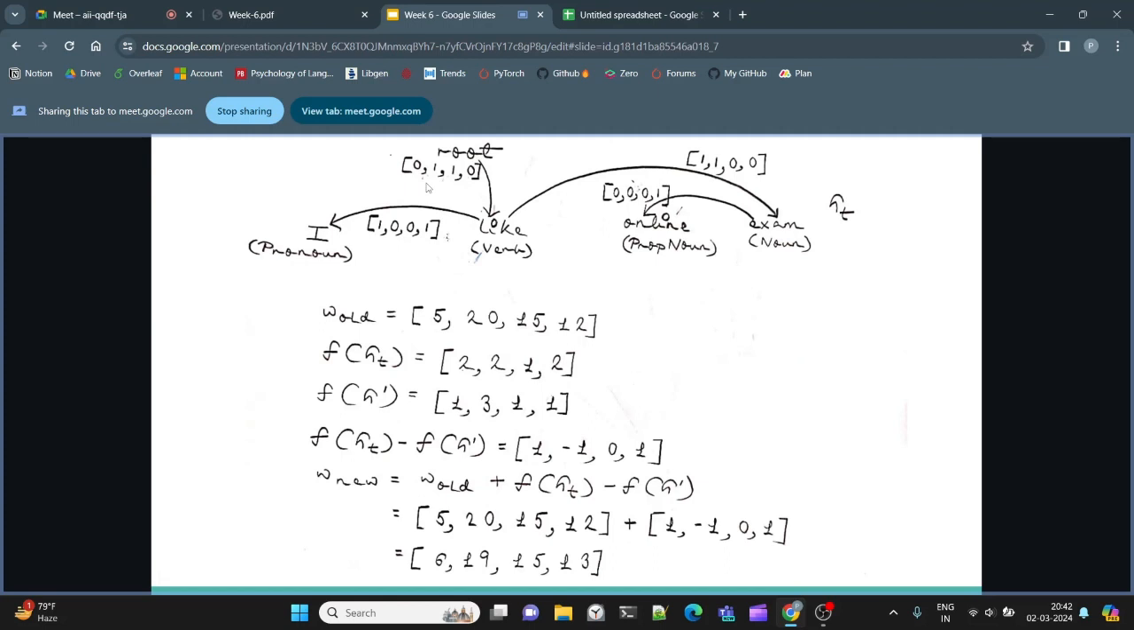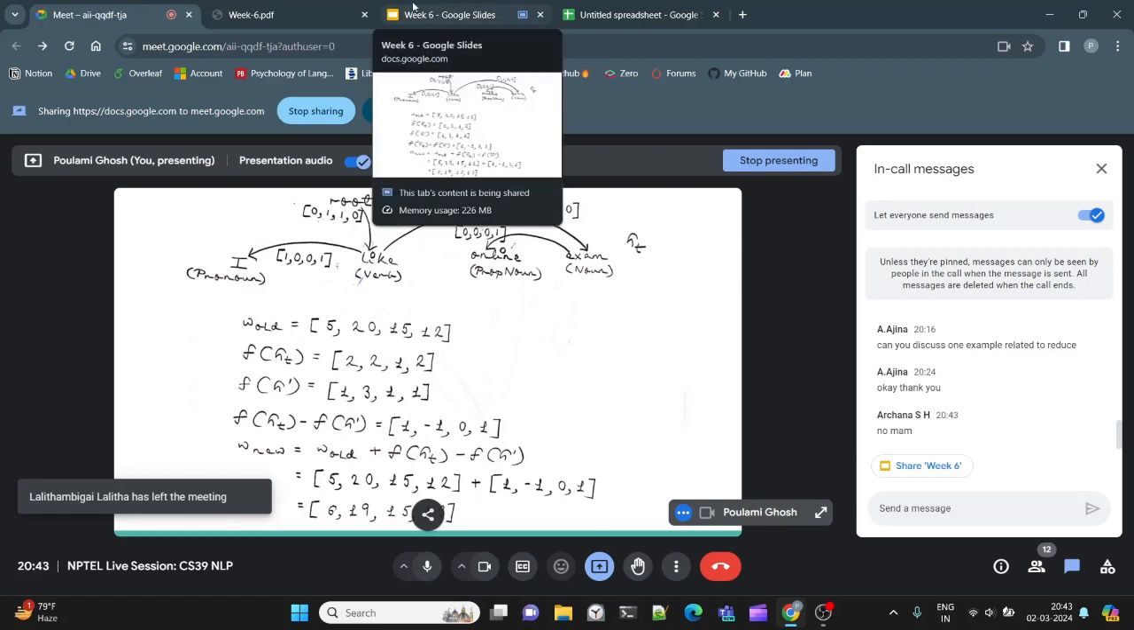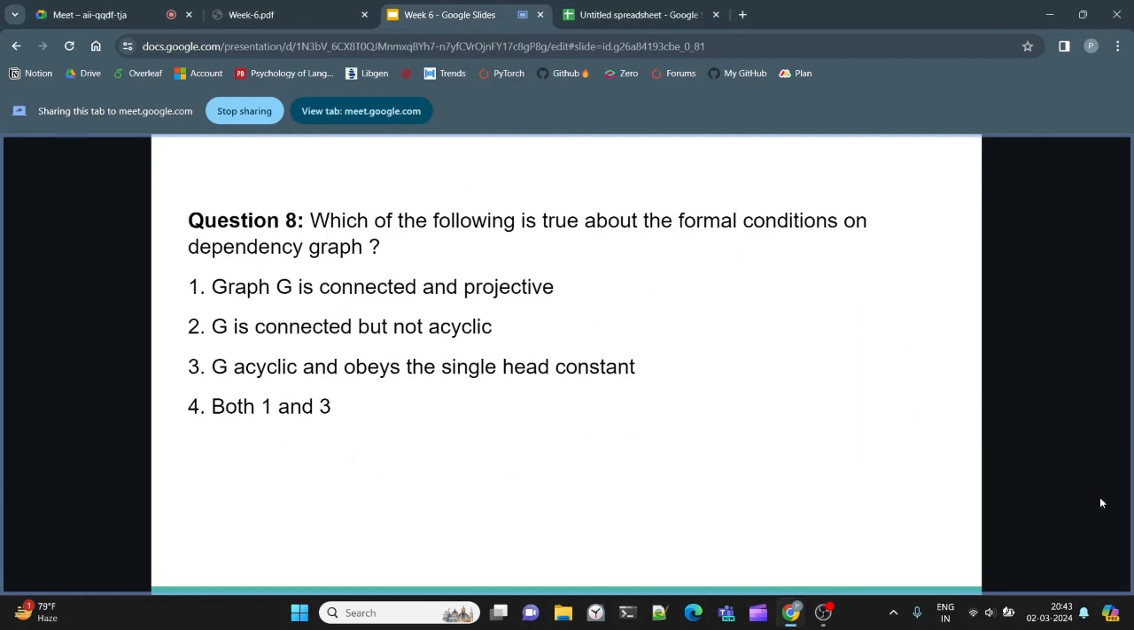Okay. Any other doubt? Okay. Let's discuss the next problem. Which of the following is true about the formal conditions in a dependency graph? This is also a very direct question. Just try it and we'll wait for 1 minute and then we'll jump on to the solution.